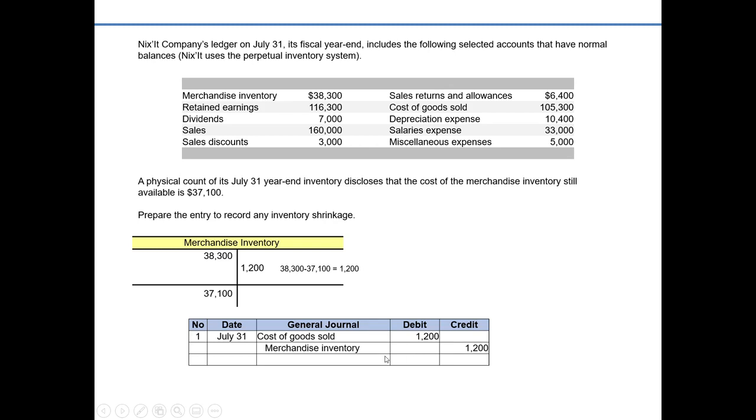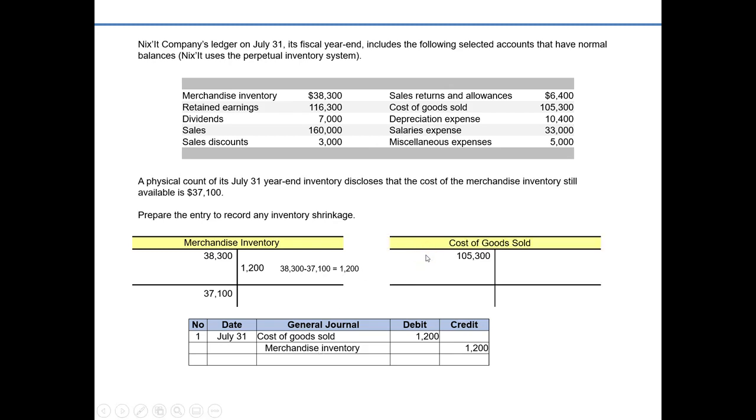So let's step back and think about this instead of just memorizing. We're crediting or reducing merchandise inventory because we lost inventory over that time frame due to shrinkage. We're debiting cost of goods sold. Cost of goods sold is an expense. Debiting it means we increase the expense account. If we lose inventory, we're increasing the cost or expense of our business. So that's a logical reason why we're increasing cost of goods sold.